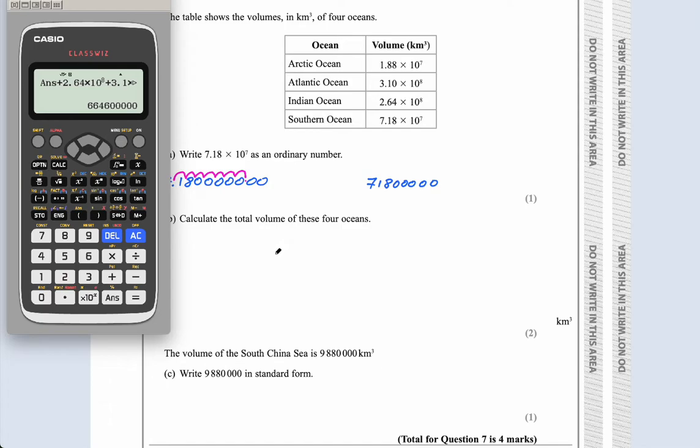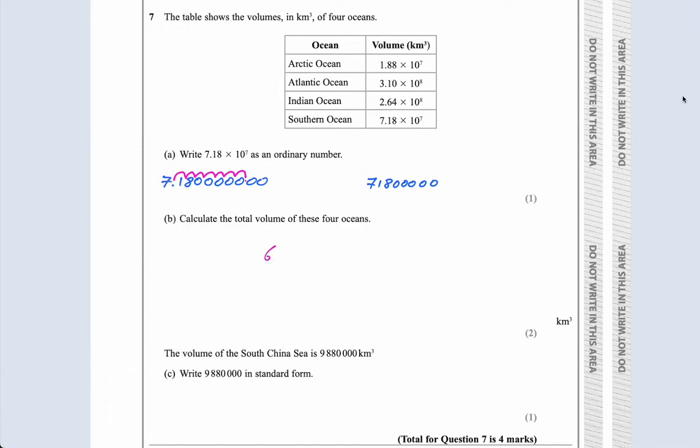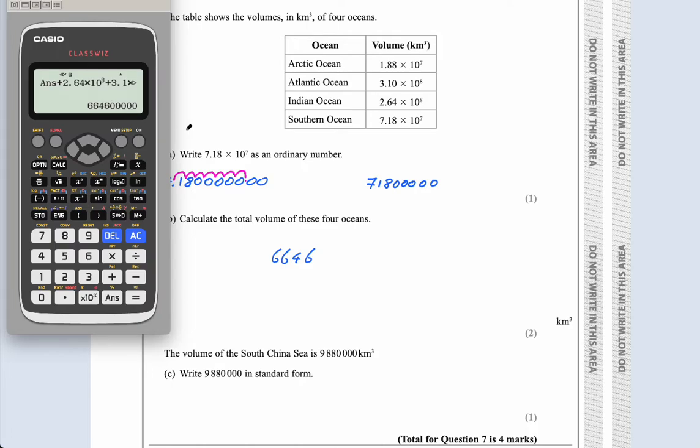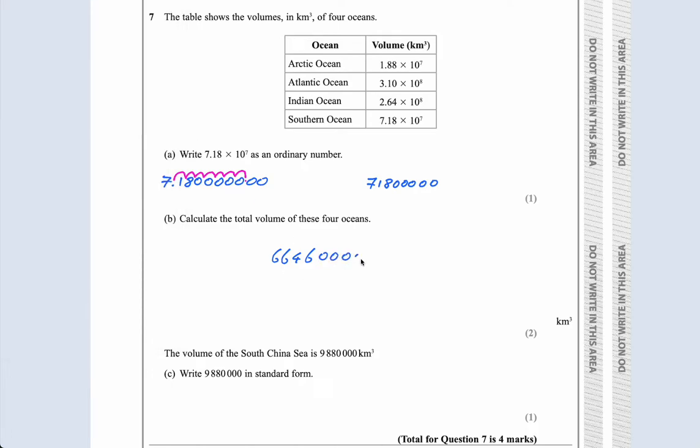So it'd be 6 with 1, 2, 3, 4, 5 zeros again, which is equal to 6.646 times 10 to the power of. Now I need to do this, guys. It's 1, 2, 3, 4, 5, 6, 7, 8. So it's 10 to the power of 8. Okay.